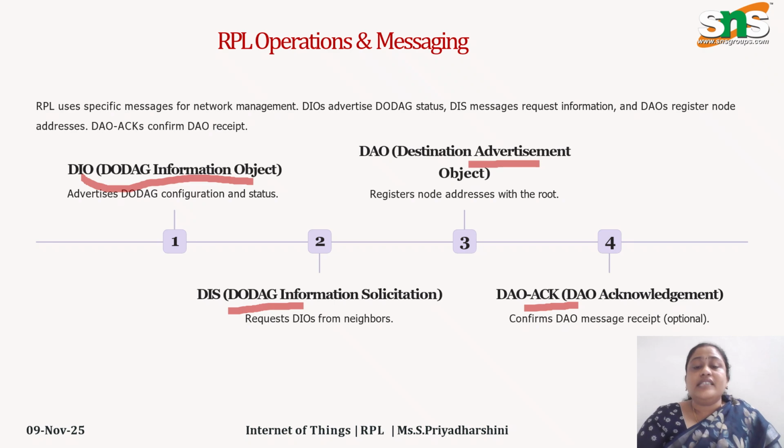The third one is DAO, which is the destination advertisement object. This message helps to register node addresses with the root DODAG. And finally, we have DAO ACK, which is the DAO acknowledgement. This is an acknowledgement or confirmation of DAO message receipt. It might be an optional one.